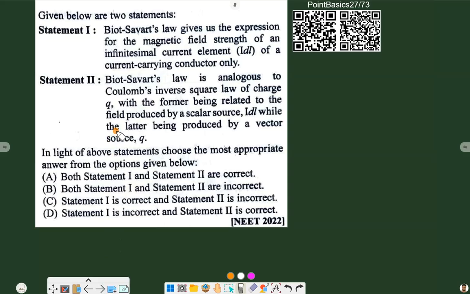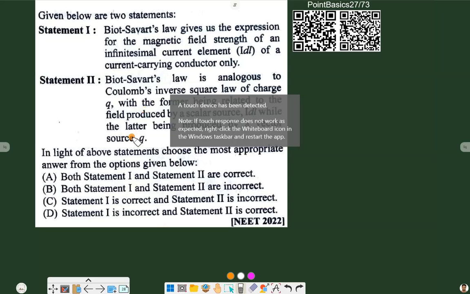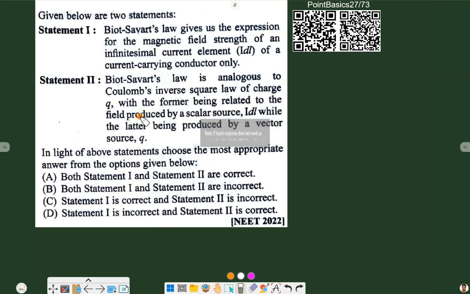We have two statements here. Biot-Savart law gives an expression for magnetic field strength of an infinitely small current element, I dl, of a current carrying conductor only. Second statement, Biot-Savart law is analogous to Coulomb's inverse square law of charge Q, with the former being related to the field produced by a scalar source I dl, while the latter being produced by the vector source Q.